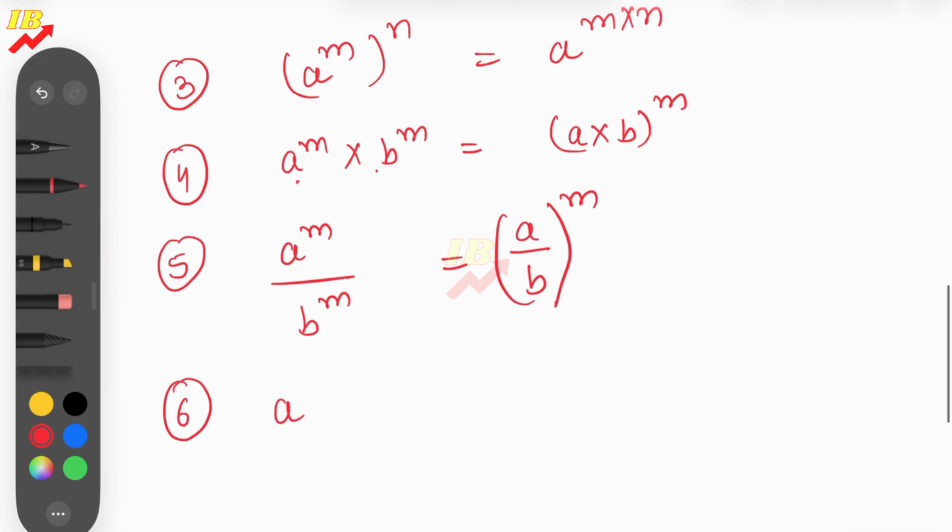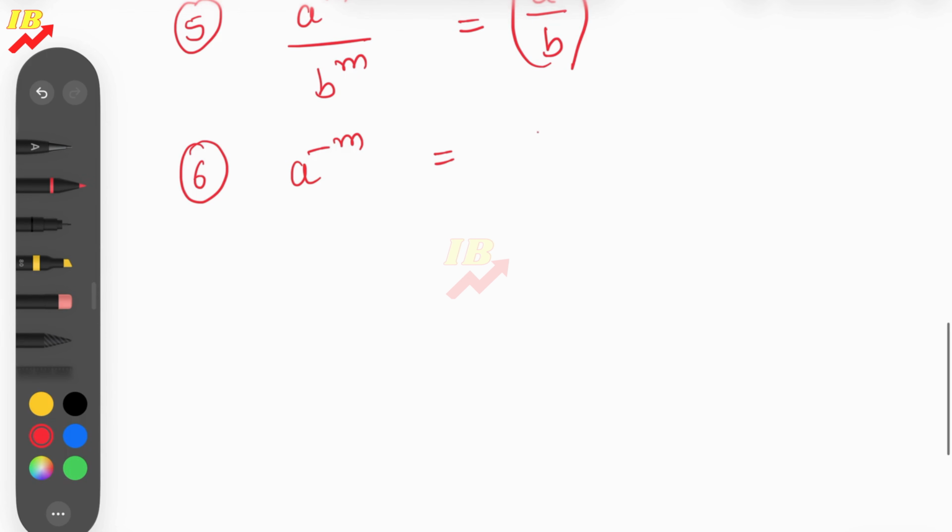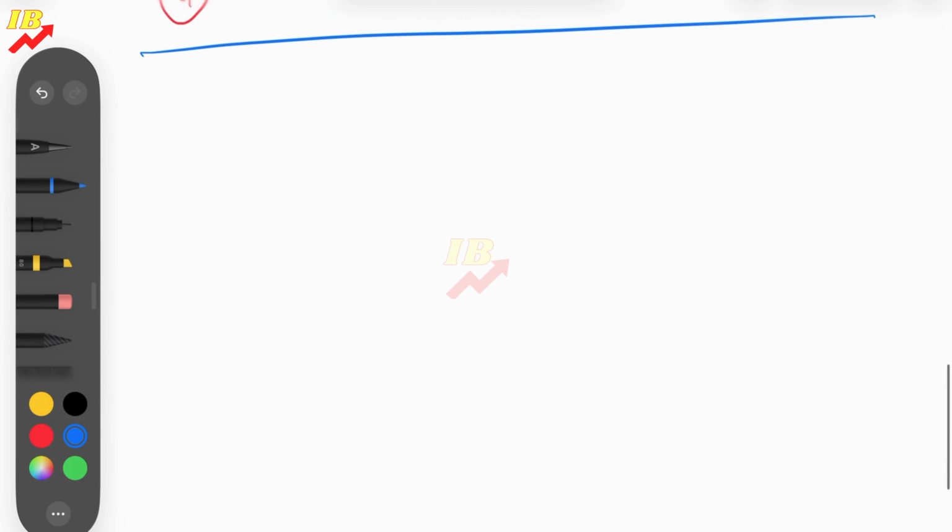Sixth law says a to the power negative m. When you have any base with a power in the negative form, then you take the reciprocal of it and make the power positive, right? Seventh one is very easy to understand. When you have any number, any base, and the power is 0, that means the answer is equivalent to 1. All right, these are the very basic and straight laws for indices. Let's just take some questions.